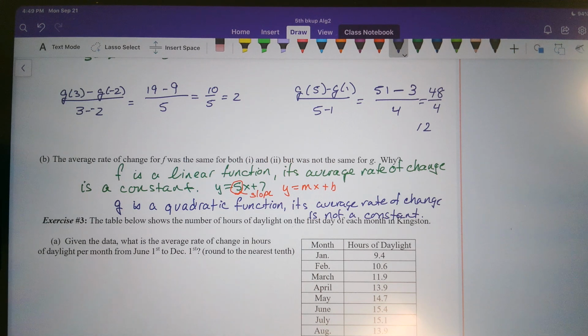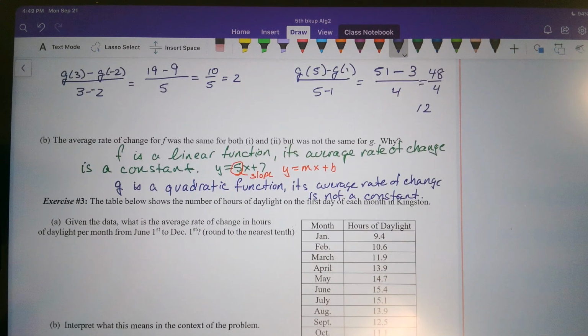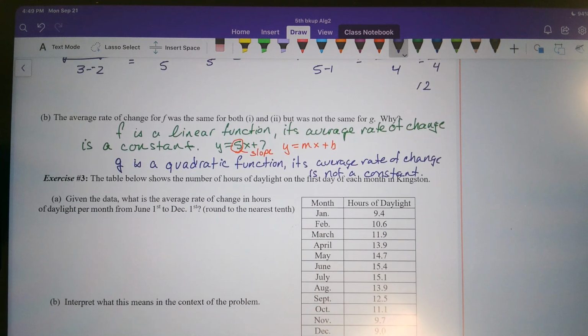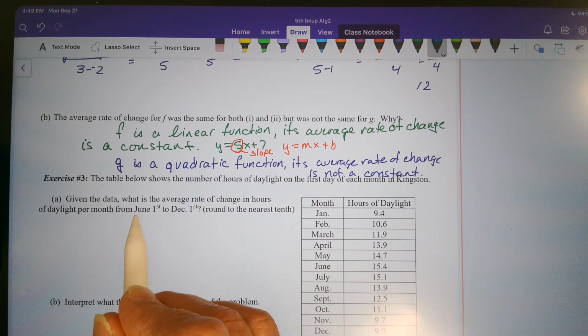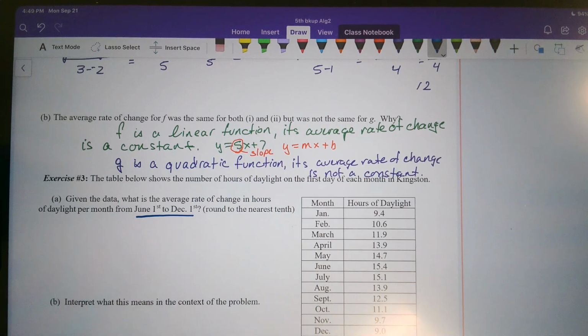Exercise number 3, the table below shows the hours of daylight on the first day of each month in Kingston. Given the data, what is the average rate of change in hours of daylight per month from June to December 1st? So we want from June to December 1st. Okay, so it's going to be the change in hours over the change in month.